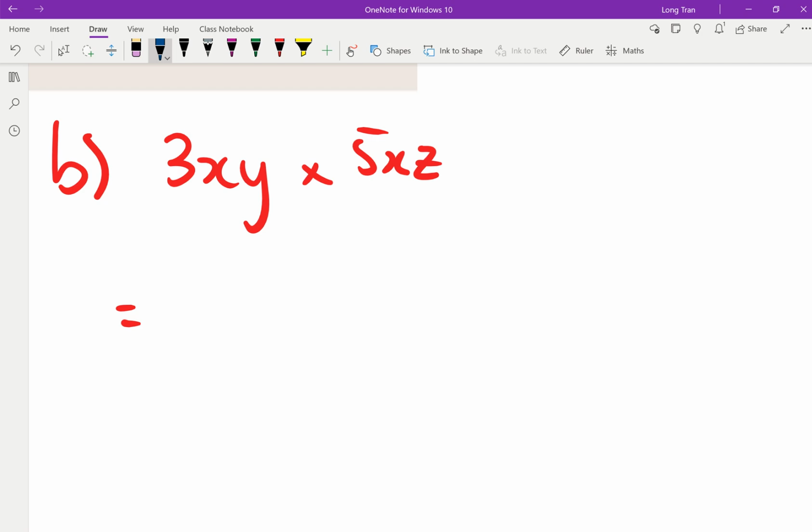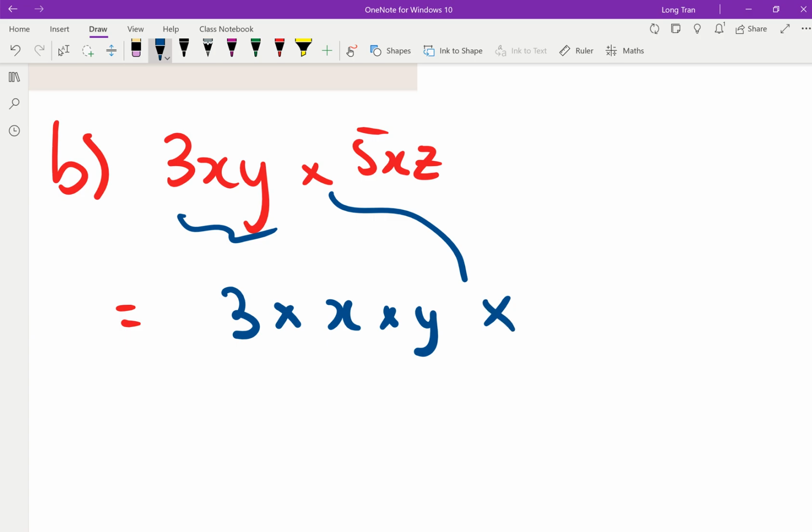Good. One last one. So before, you didn't have common letters. I want you to now do the same thing as before. Break it apart. So have a look. 3xy, what does that mean again? 3 times x times y. Very good. This is another times. x times y.